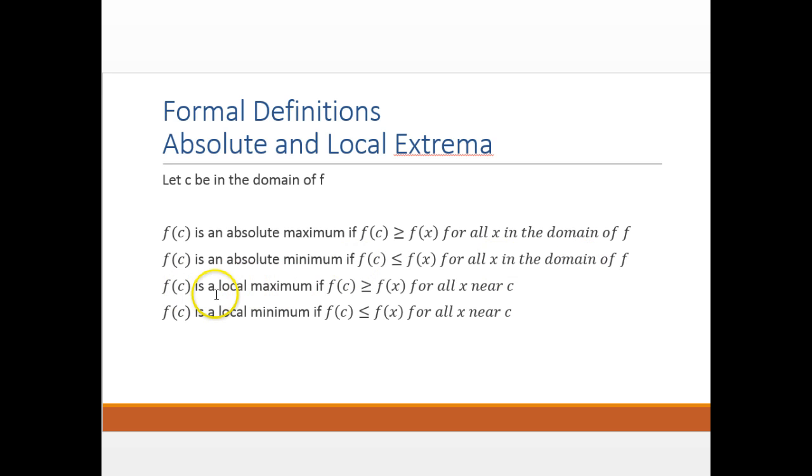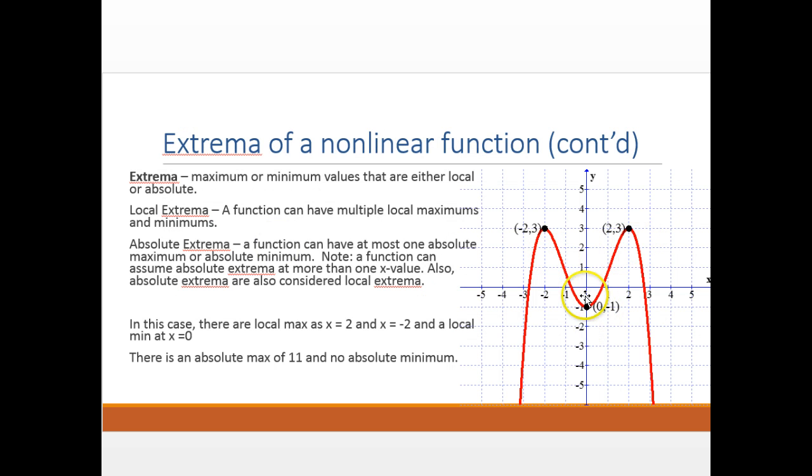We can define our local max to be f(c) is greater than f(x) for all x near c. So if I just look at a neighborhood around that point, like we come back to our graph, this is a local minimum here because around this point, it's the lowest point around. But if we go further away, it may not be the lowest point. Like down here is a lower point. So this is just a local extrema.